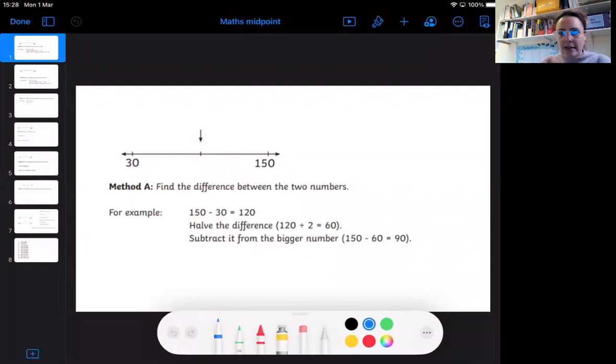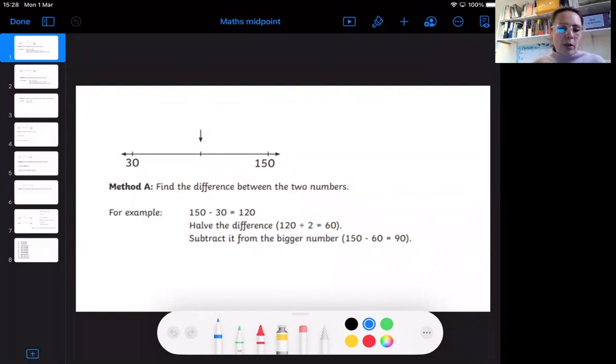So today's maths lesson carries on from the work yesterday, which was actually quite tricky, and I think the trickiest thing that most people found was finding the midway point between two numbers using a number line. So today we're going to look at three different methods that we can use to help us work out the midway point between two numbers.